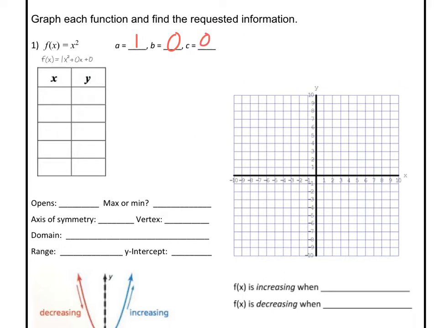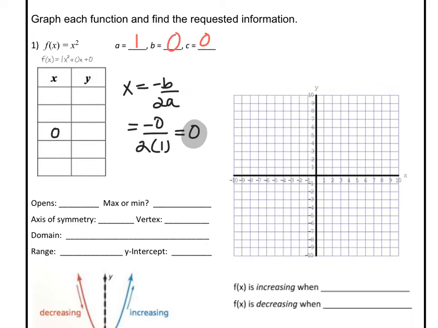We need to find the axis of symmetry by using x equals negative b over 2a. That's going to be negative 0 over 2 times 1. 0 divided by anything is 0, so the x value of the vertex is 0. We're going to take that number and put it in the middle of our table, right there.